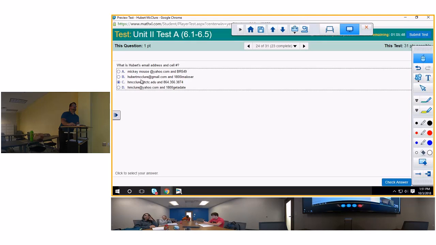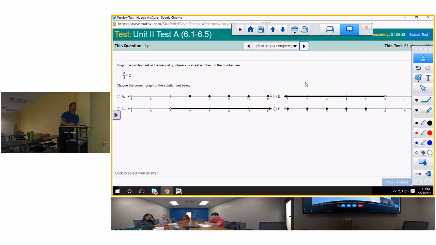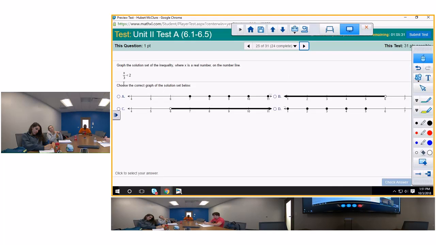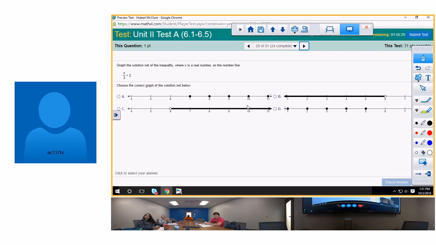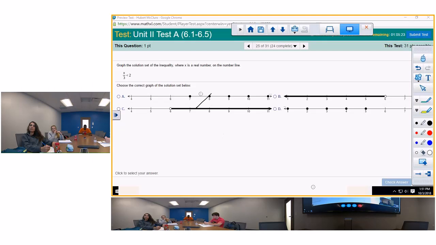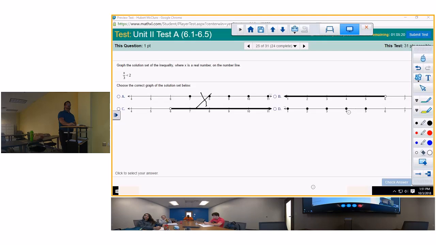Most missed question. That and the percentage question. Those are the two most missed questions. Okay, how do you get rid of dividing by 3? Multiply by 3. And this is an open circle, so that means X is greater than 6. Well, that one's not it. And open circle, this is not it. And this is not it. Open circle is either this one or this one. X is less than 6. B as in Bravo.